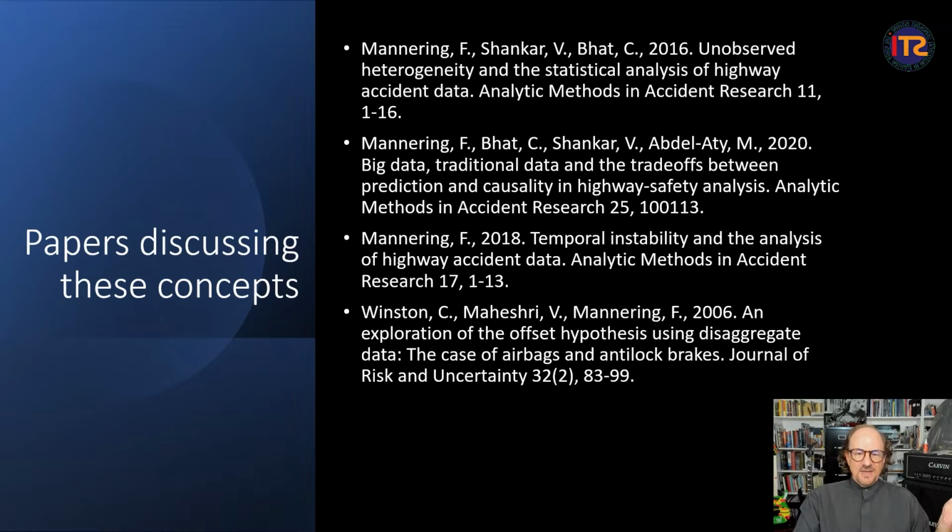So again, the papers that discuss each one of these topics are listed here. I have a 2016, 2020, 2018, and then the compensating behavior paper that I wrote in 2006 that looked at how people traded off when you put in anti-lock brakes and airbags. I've since applied that paper to the new technologies that we have today. So think about these four elements, glance at these papers if you prefer, and have a great time analyzing data because we're entering a great period.